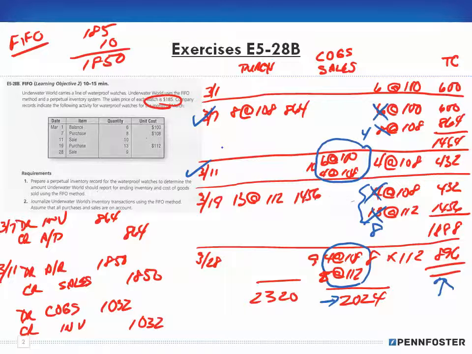Now pause the video and write down these journal entries if you have to, because I'm going to erase them. All right, here I go. I'm going to erase them.